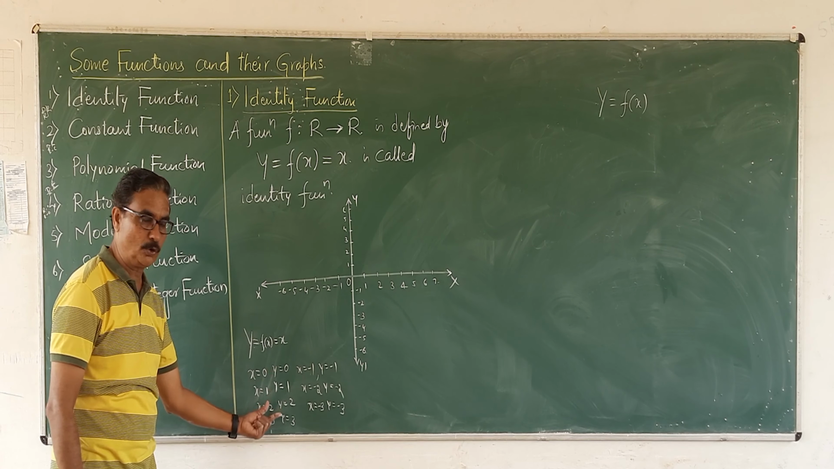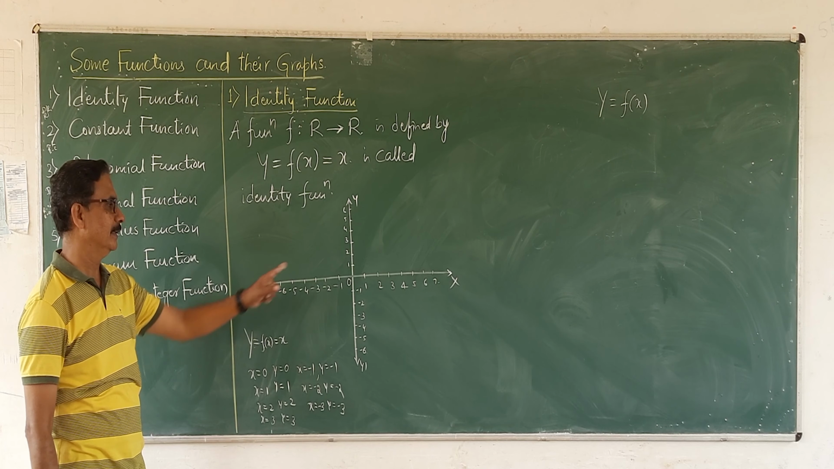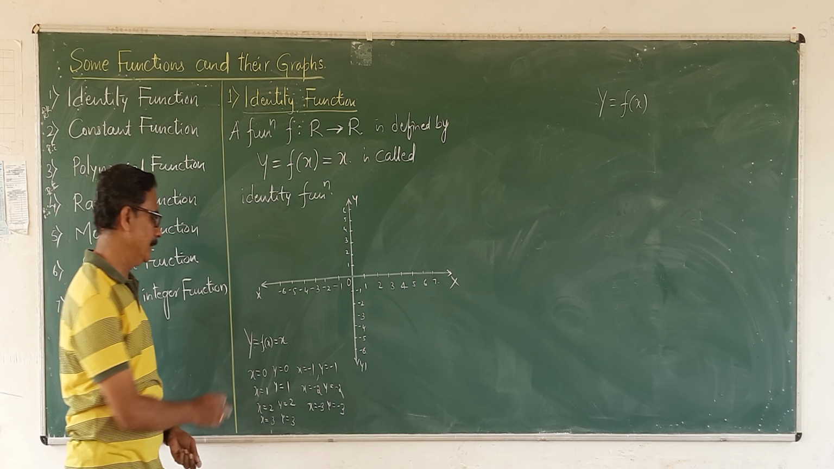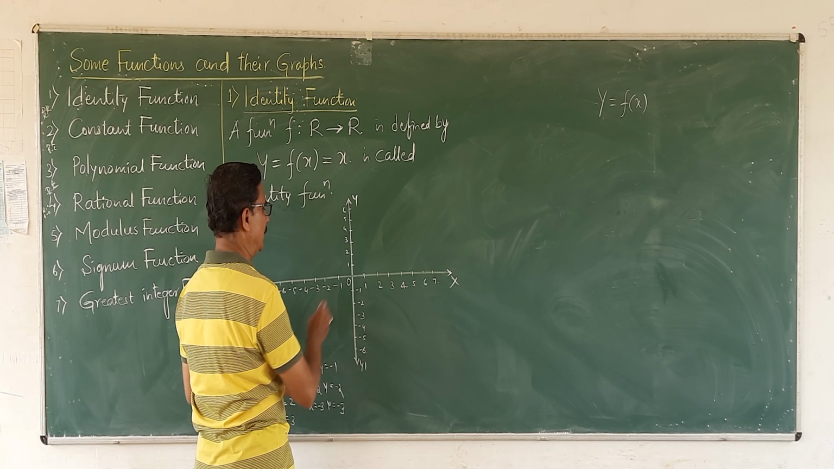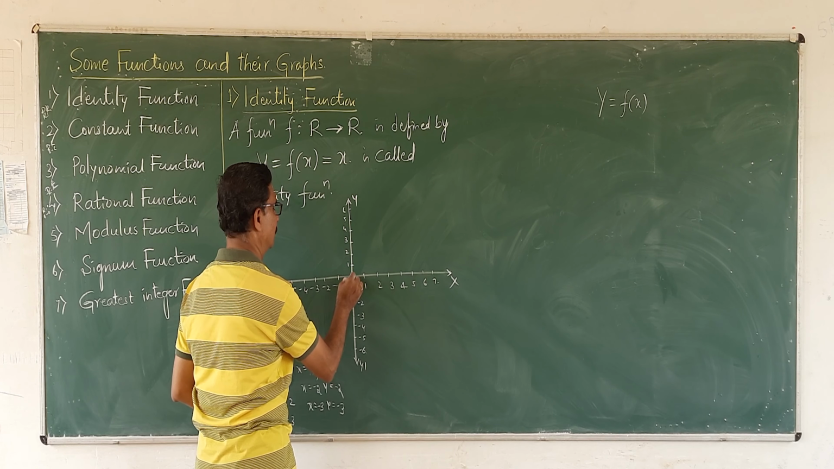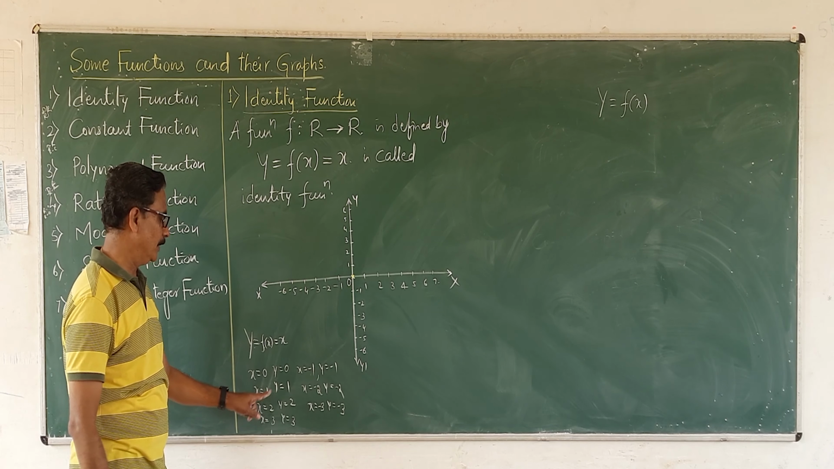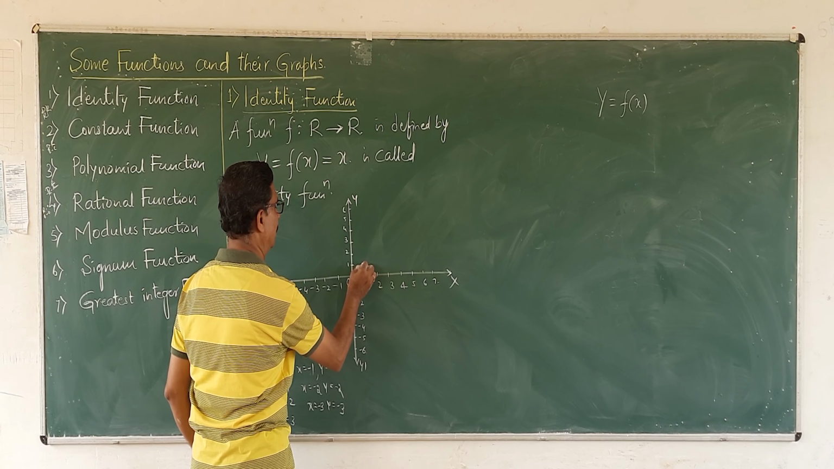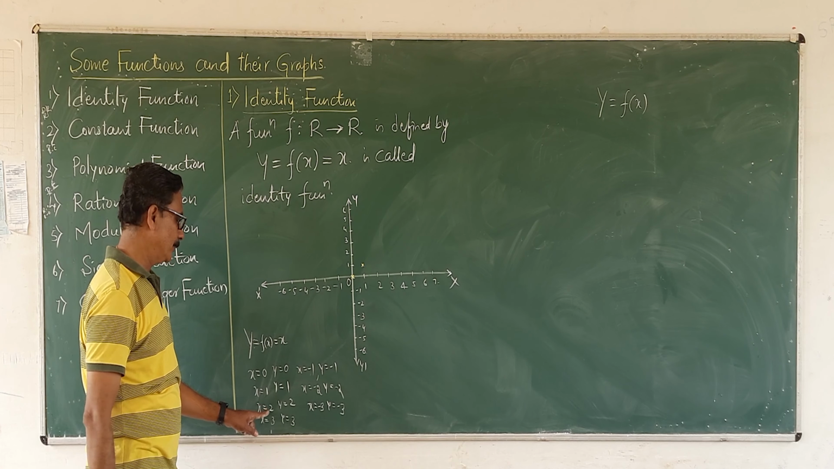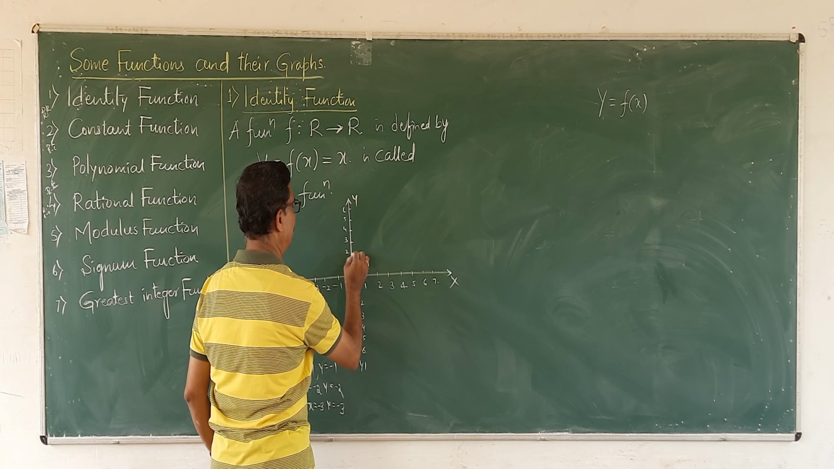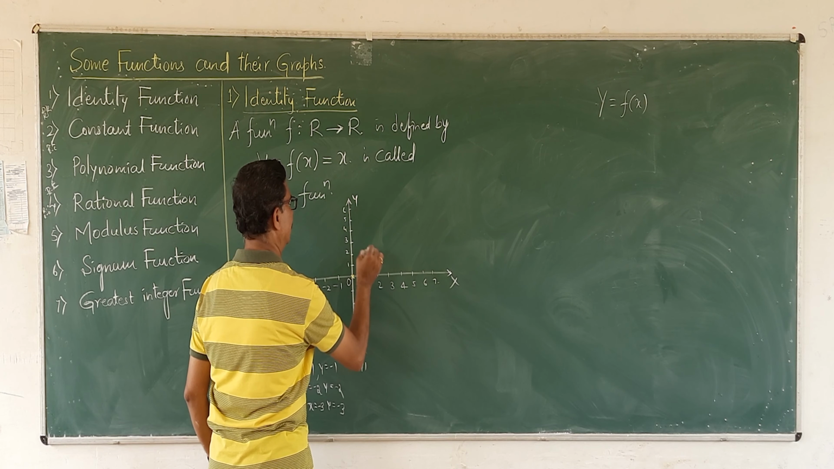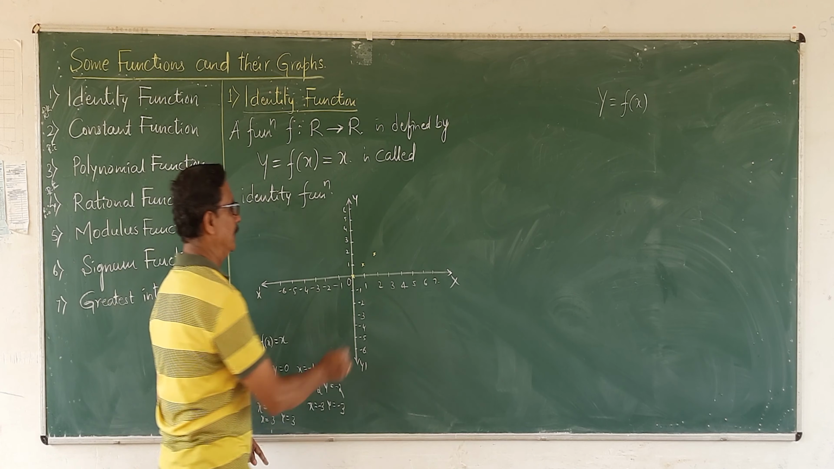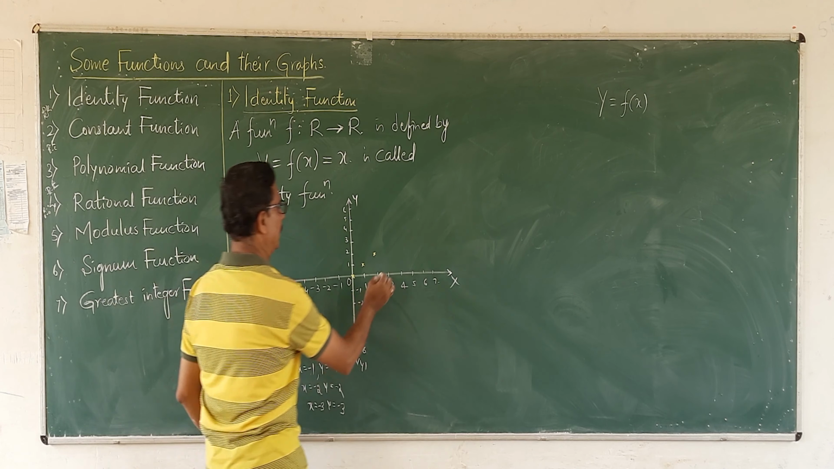Okay, so to represent those points in the x and y axis plane, put x is 0, y is 0. This is 0, 0. Next, x value 1, y value 1. Then x value 2, y value 2. Then x value 3, y value 3. Then put x is 4, y value is 4.